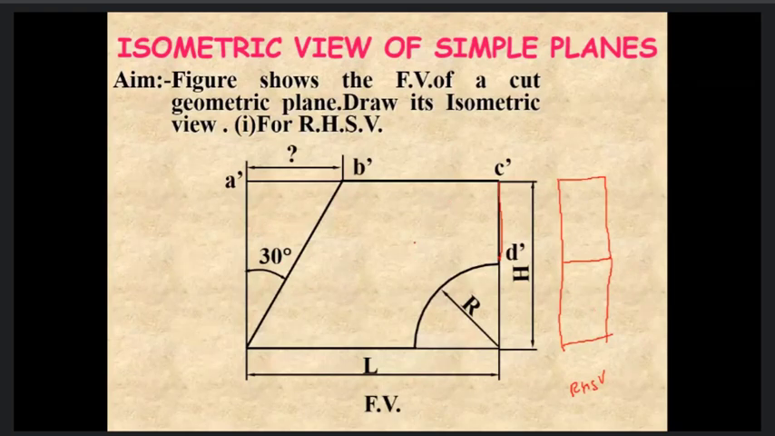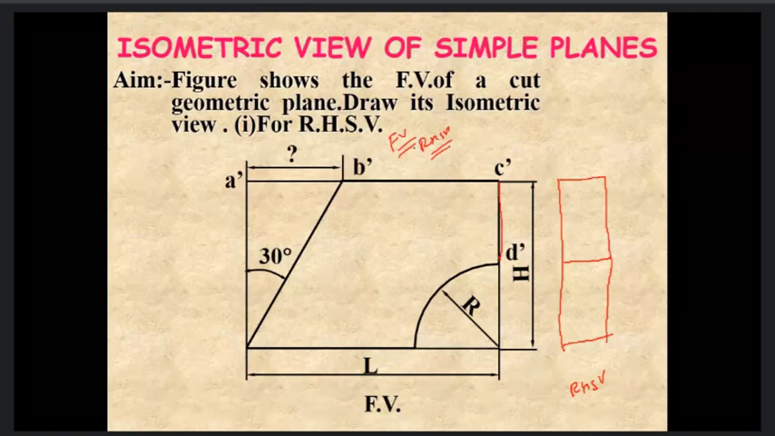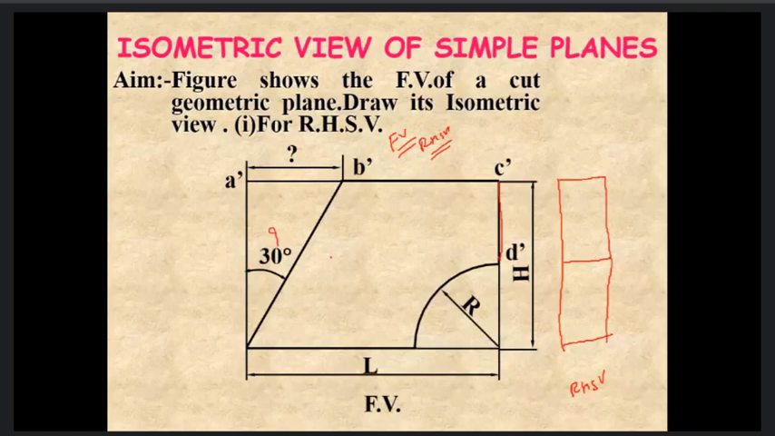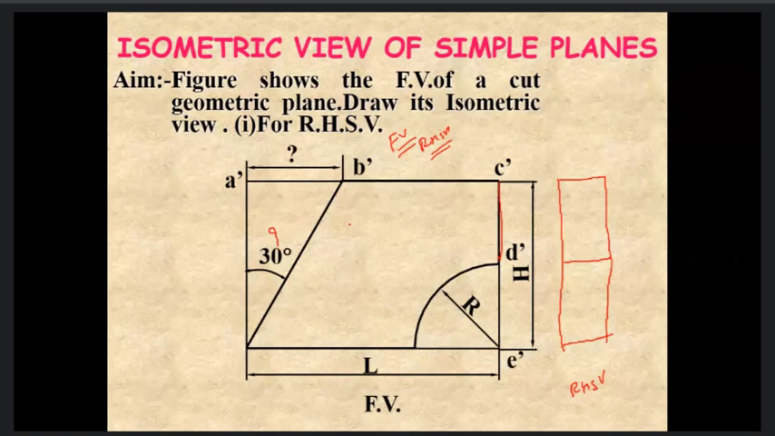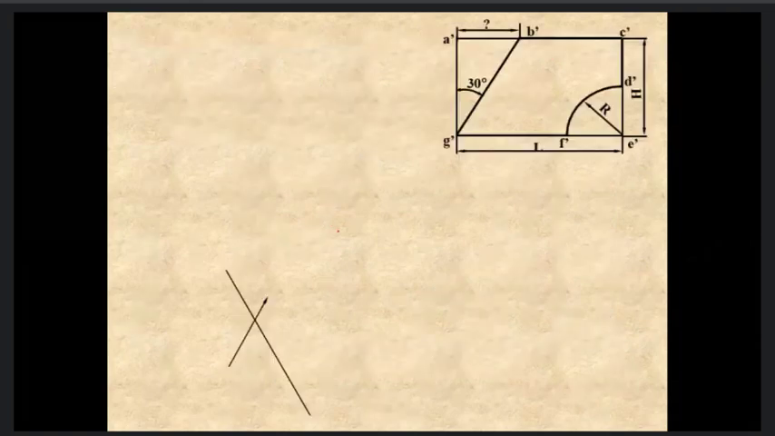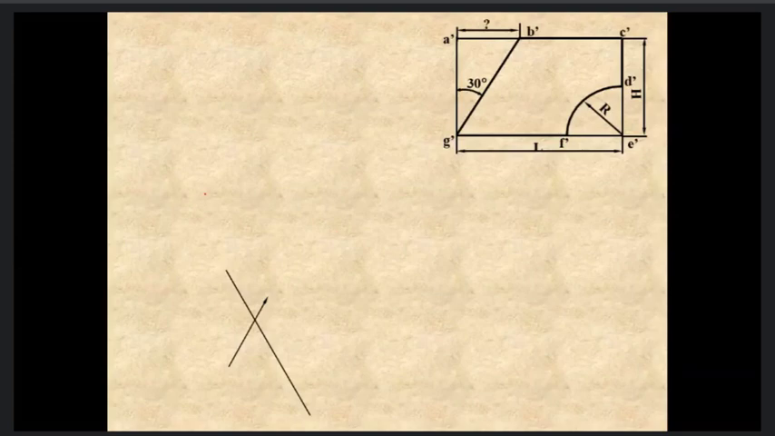Now if you want to make a job in such a way that your front view should be visible as well as the right hand side view should be visible, if you want to make the figure of such type of case, then how are you going to make it? Here you are given some angle, here you are given some radius of curvature. So I have shown you the procedure. You are going to apply the similar procedure.